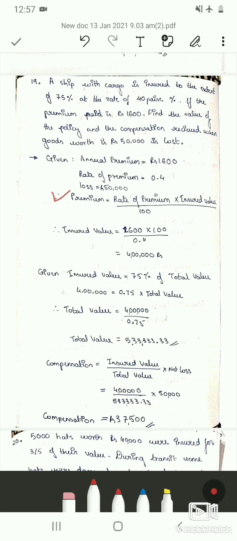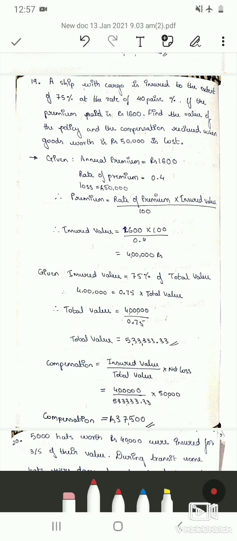So we know premium is rate of premium into insured value by 100. So we don't know the value of insured value, but we know the value of premium and rate of premium, so let us substitute. Therefore insured value will be premium into 100 by rate of premium. So insured value will be rupees 1600 into 100 by 0.4. Therefore insured value is rupees 4 lakhs.